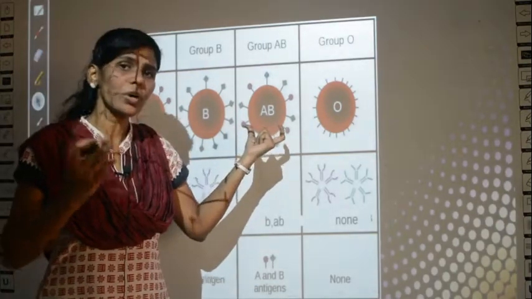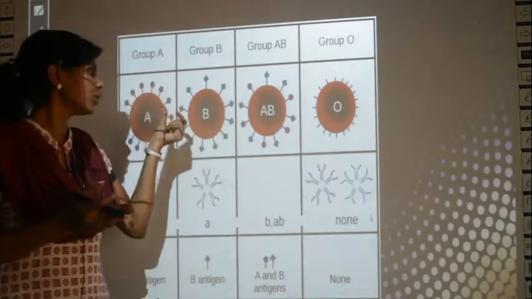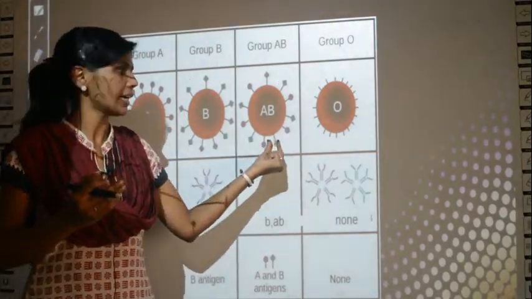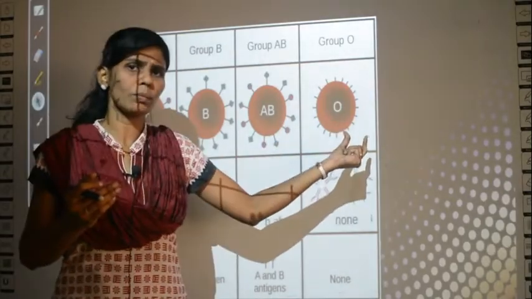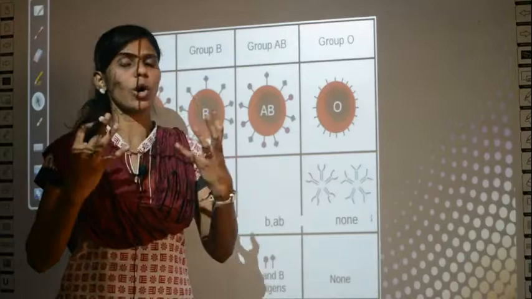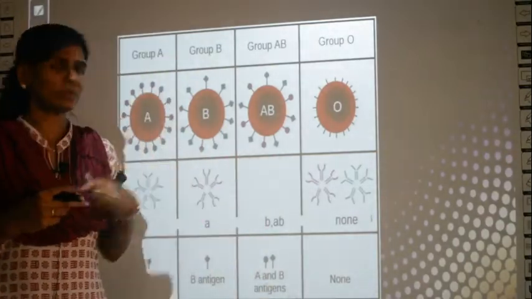What about AB blood group people? AB blood group people will have both antigen A and antigen B, that is, circles and diamonds. What about O blood group people? They will have no antigens. There are no antigens at all on the surface of the RBC cells of O blood group people.